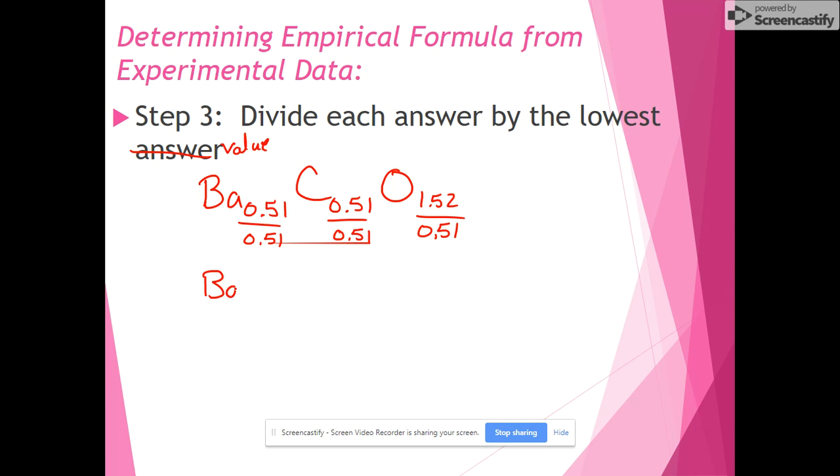For barium, 0.51 divided by 0.51 gives us 1. For carbon, 0.51 divided by 0.51 gives us 1. And for oxygen, 1.52 divided by 0.51 gives us approximately 3. So in this case, our empirical formula would be BaCO3.